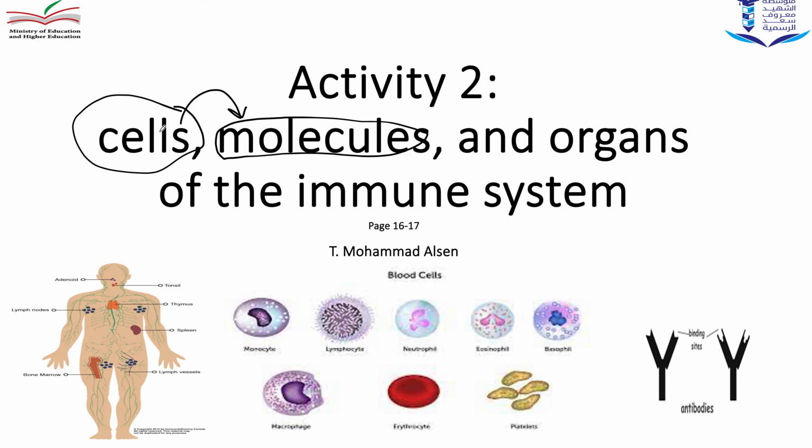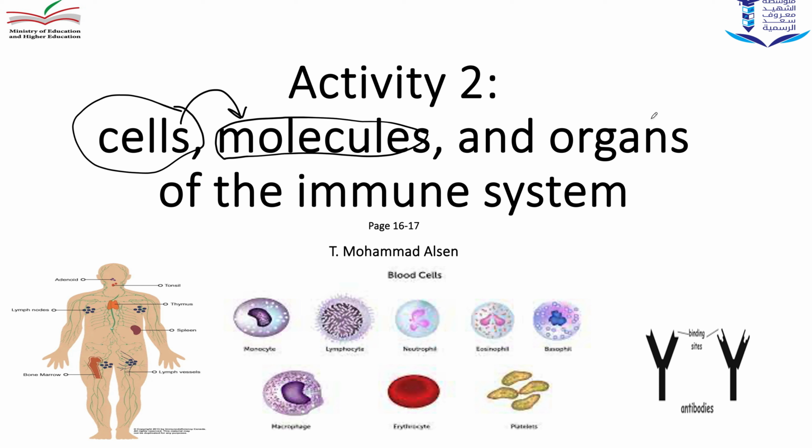So, the cells, as you know, are the functional unit of the immune system because they do the role of the immune system by protecting our body and eliminating diseases and infections. Without these cells, there is no function for the immune system. And during this function, we need to secrete molecules that also play an important role in fighting diseases and eliminating infections.